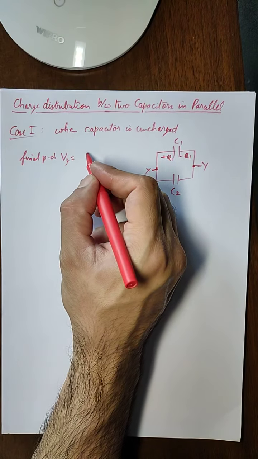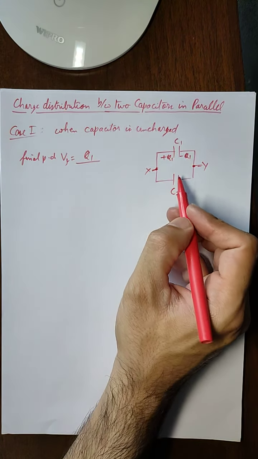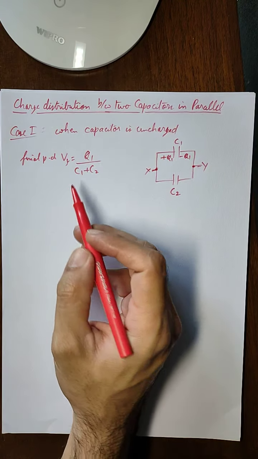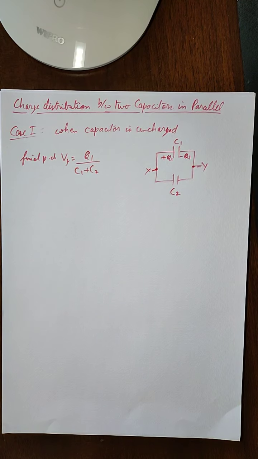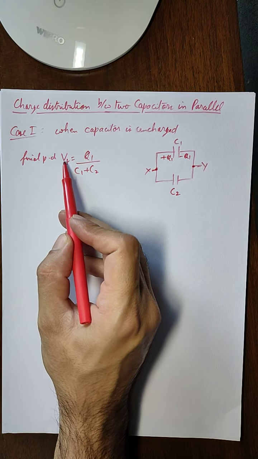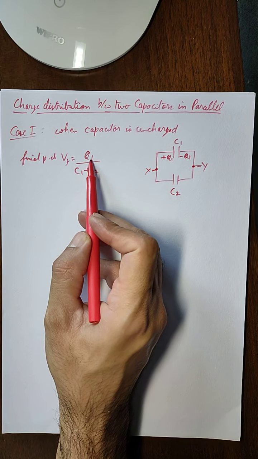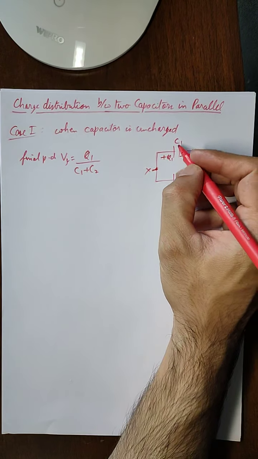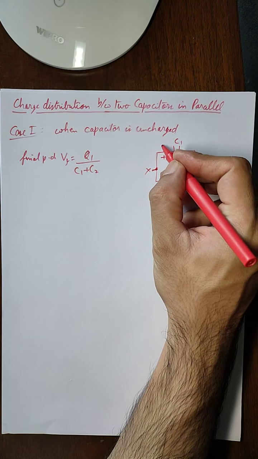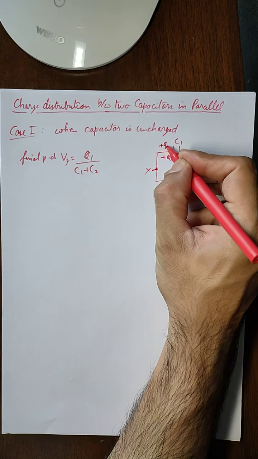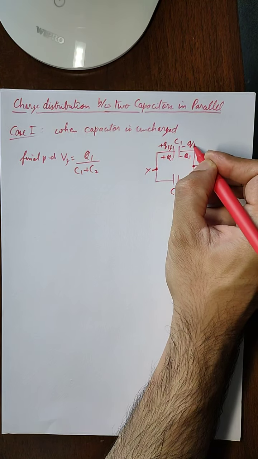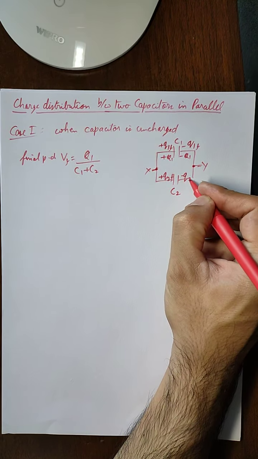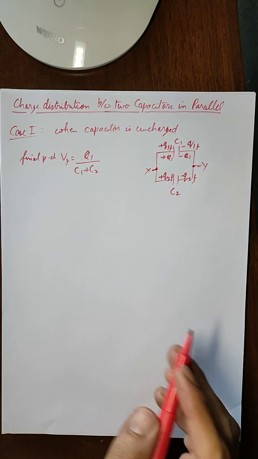So the final potential will be equal to Q1 upon the total capacitance, which in parallel connection is given by C1 plus C2. So this will be the final potential difference, and if in the question given to us we know the value of V final, then we can find the value of Q1 and hence we can find the charge distribution. Now for derivation purposes, let us assume that the final charge distribution on this capacitor is plus Q1F and minus Q1F, and on this capacitor it is plus Q2F and minus Q2F. Let us say this is the final charge distribution.